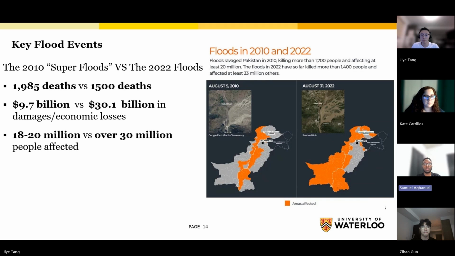As far as major flooding events go, the most recent ones were the 2010 superfloods and the 2022 floods. In this slide, we drew a comparison between both floods in terms of the number of deaths, damages, economic losses, and also the number of people affected. It can be inferred that the 2022 floods had the largest numbers, and also from the illustration, a larger physical area, that's two-thirds of Pakistan was affected.